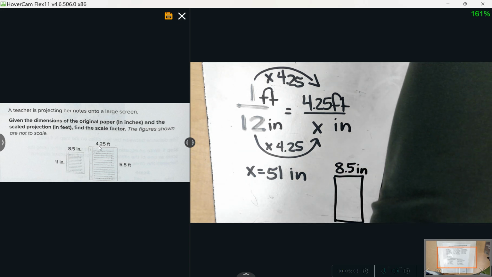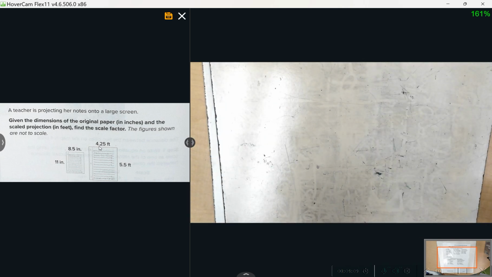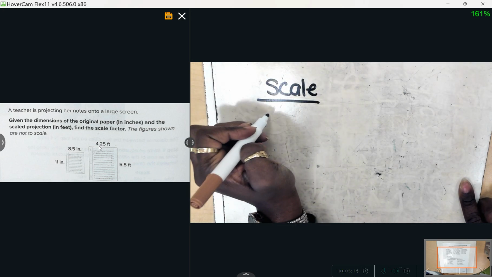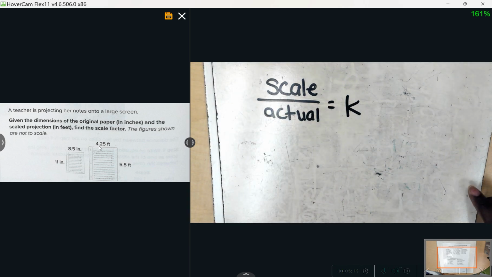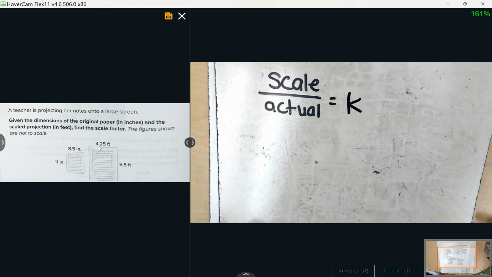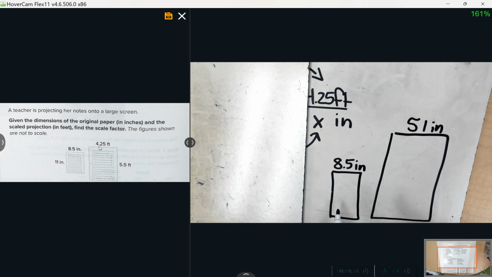When we talk about finding our scale factor, the formula for that is, I'm sorry, the scale over the actual is going to be equal to k. If we look at our scale and our actual, I always like to make sure that I label which one is the scale and which one is the actual or the original. So I'm going to call this our actual. This is going to be our scale.